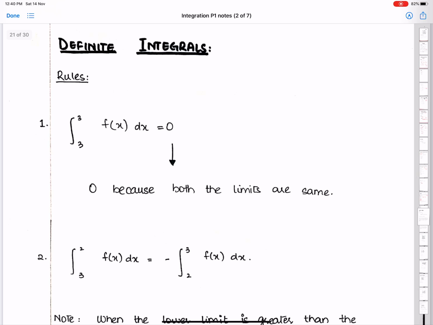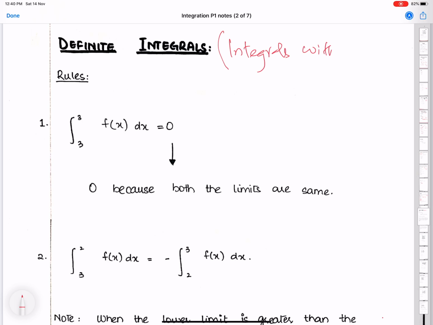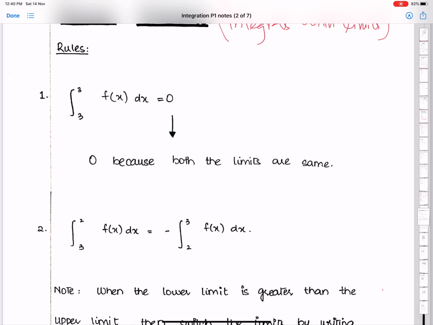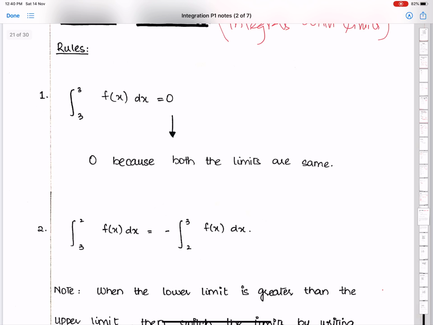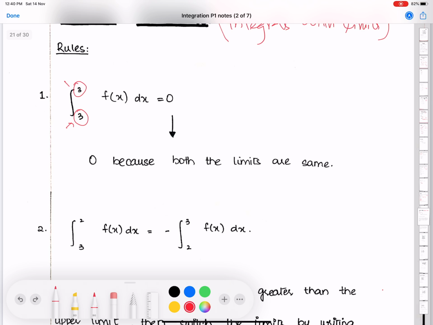Definite integrals. Definite integral means integrals with limits. And first, let me discuss the rules of definite integrals. When we have same limits, see, the limits are same. This is the lower limit and this is the upper limit. When we have same limits, then the answer will always be 0, because the limits are same.